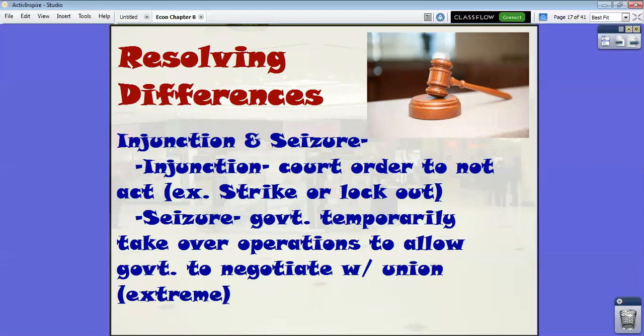When you have an injunction, it's a court order to either side that they have to stop some type of action. So it can tell the union they're not allowed to strike, or it can tell the employer that they cannot lock out their employees. Then we have a seizure, where the government will take over operations and basically get involved and help to negotiate with the union.